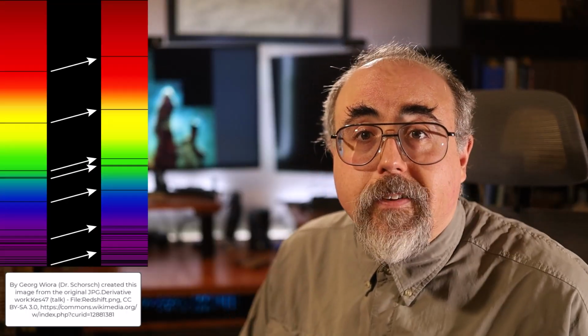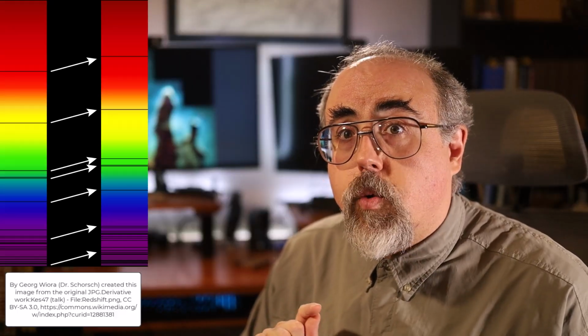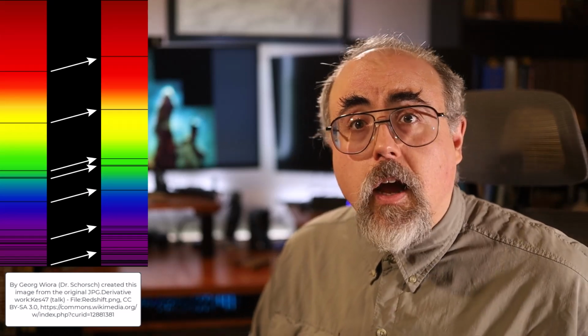What Hubble realizes is that those fingerprints were in the wrong spot. They were all shifted towards the red side. This is called redshift. It's the Doppler effect. It is quite literally the Doppler effect. If they are redshifted, that means it's becoming a longer wavelength.